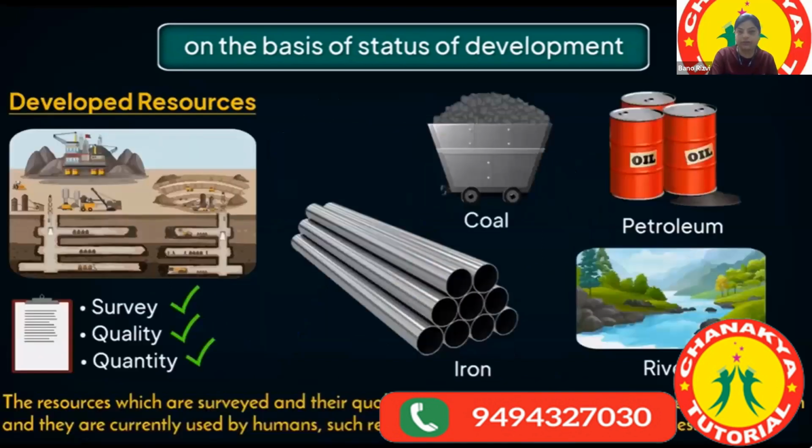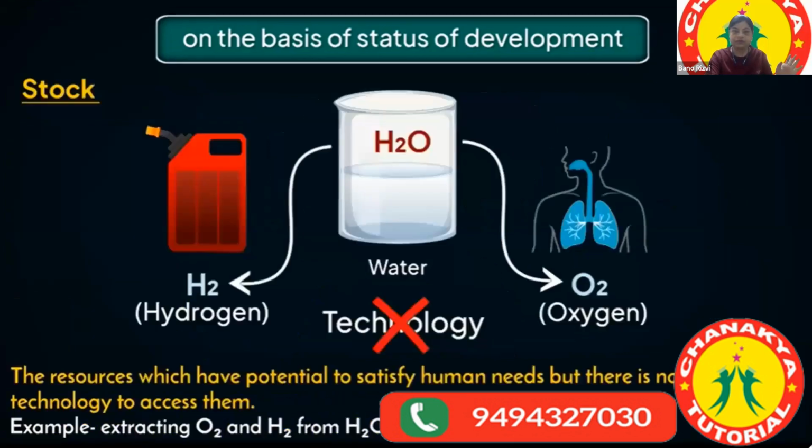Okay, now the developed resources are those such as coal and petroleum. We have done the survey of how much coal we have, and we have done the survey of what the quality and quantity are also. So these are the rivers, how much water we have, how much petroleum and coal and iron we have. So these are all developed resources.